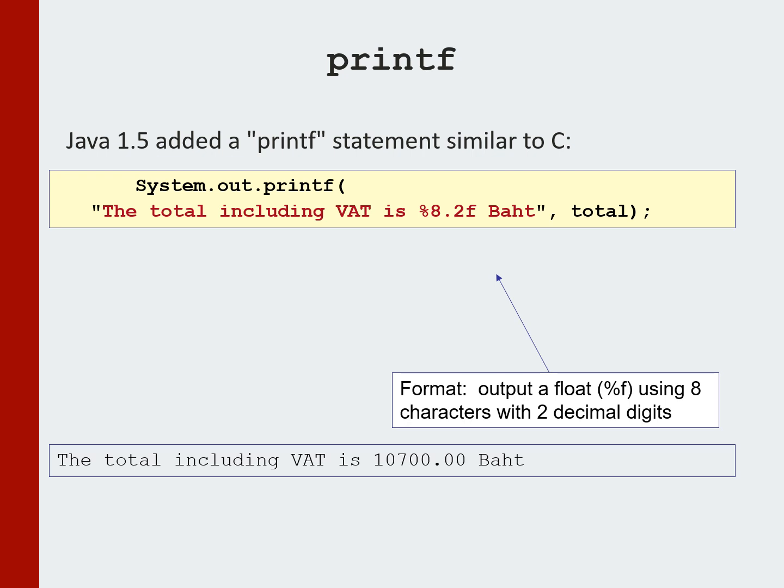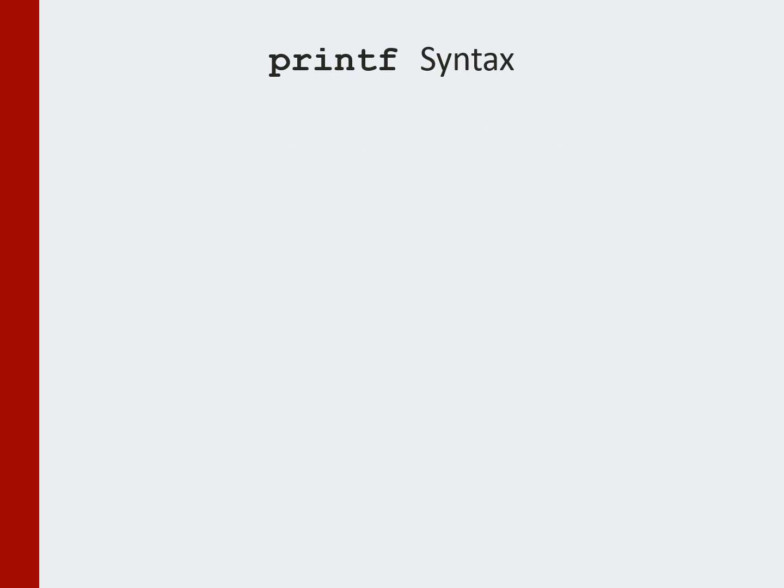And so the total is 10,700.00. All right, this is what println happened to print out in the previous example that I had, but now I'm giving it very specific control on how I want it to look. And this way I can modify it if I wanted it to look different. So let's talk a little bit about the printf syntax.